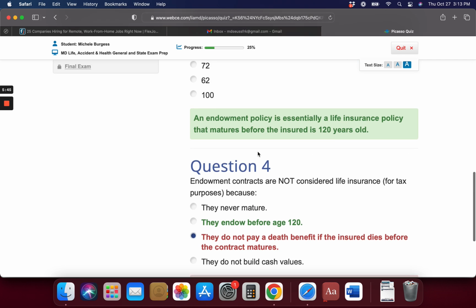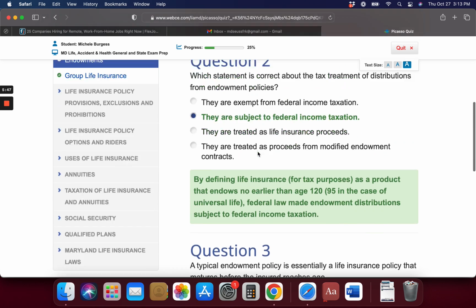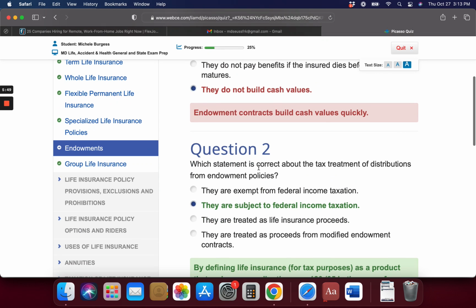And that's about it on this chapter. That's the main things you need to remember. So this was a short and sweet one. Group life insurance is next, so stay tuned.